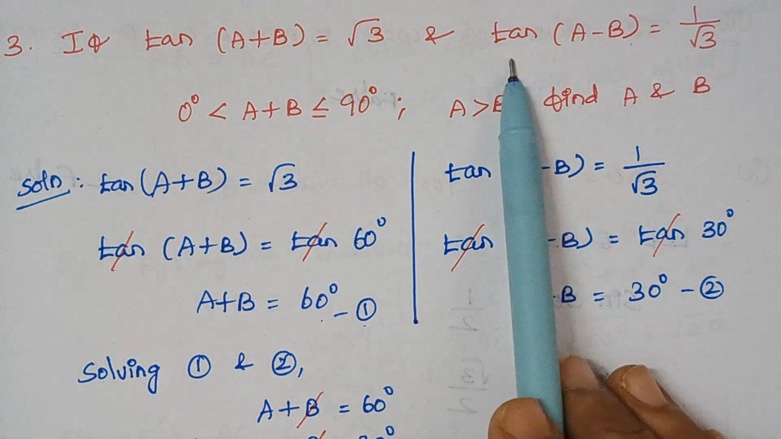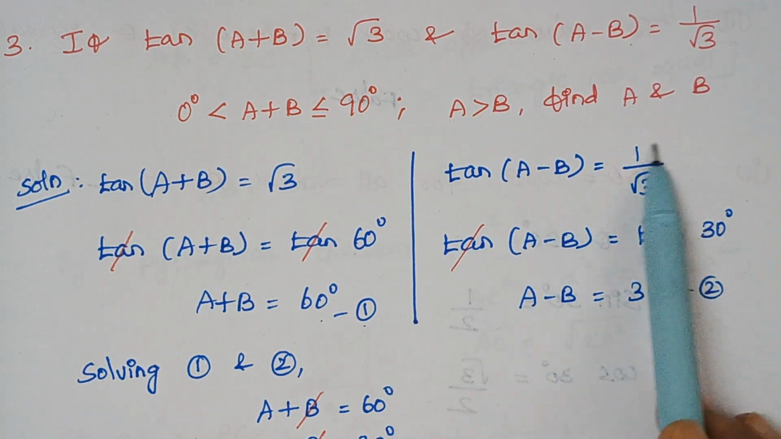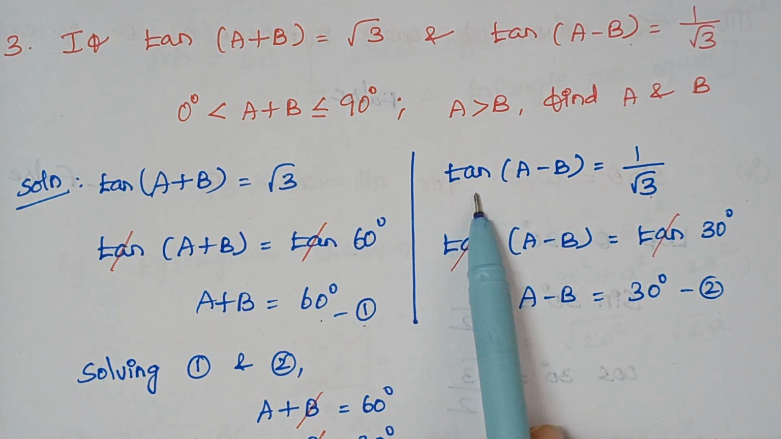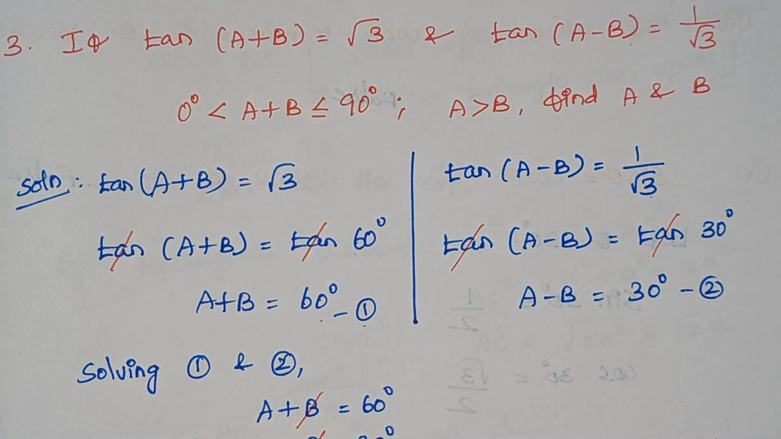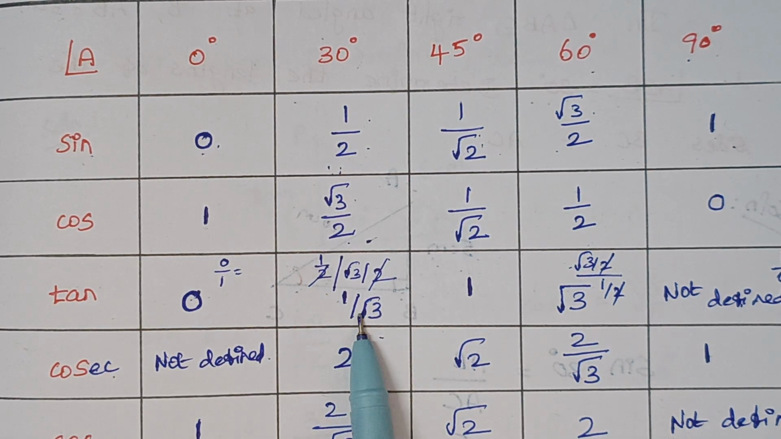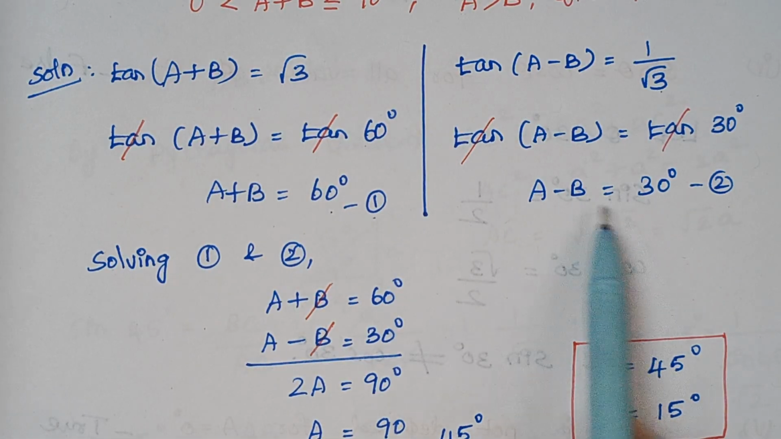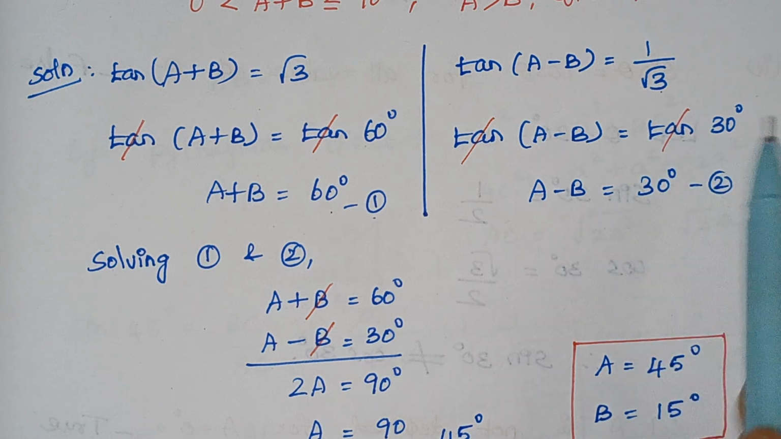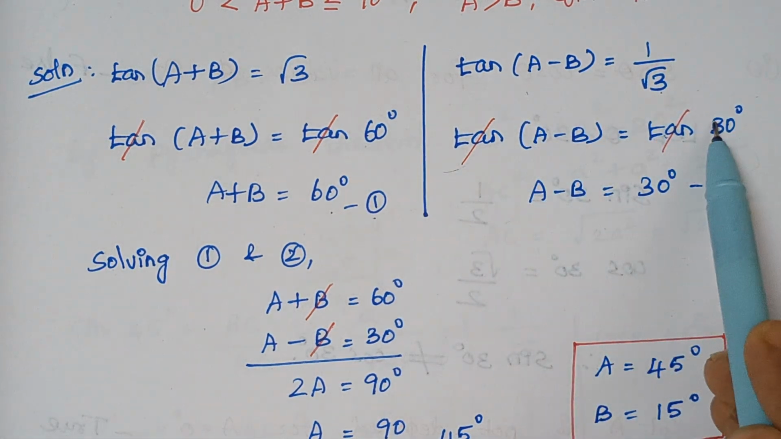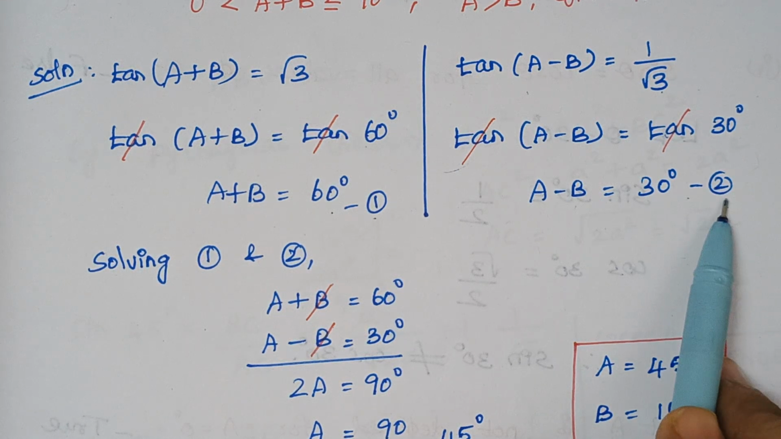Now the next one is tan(a minus b) equal to 1 by root 3. Again we have to find this 1 by root 3 under tan. When you look back at the table, 1 by root 3 occurs under 30 degrees. So tan 30 degrees gives 1 by root 3. Now tan and tan cancel each other, so here a minus b is equal to 30 degrees. Mark it as equation number 2.